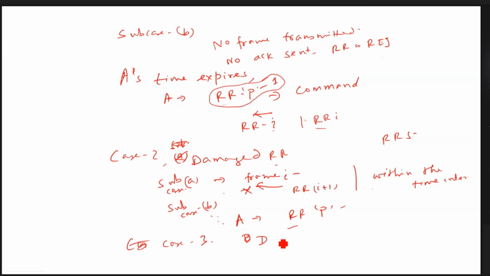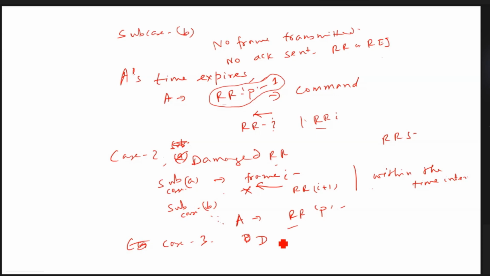So B acknowledges after receiving 2 frames. So this is frame 1. By the time this acknowledgement arrives, A will keep transmitting.